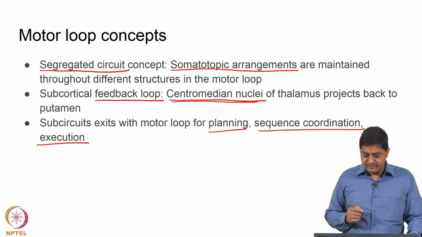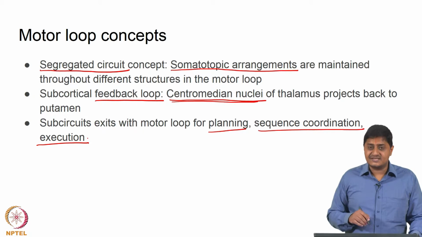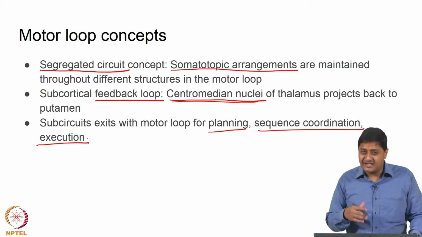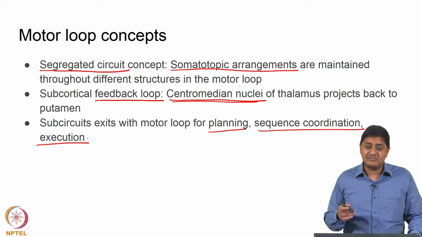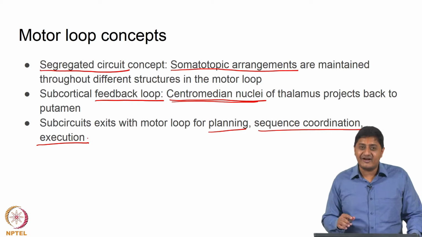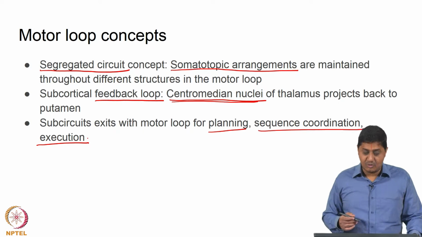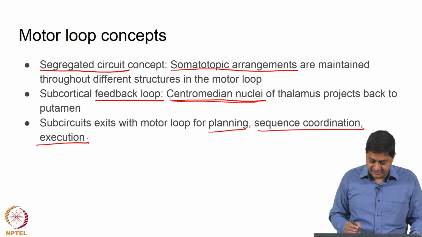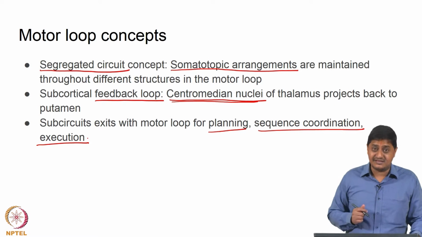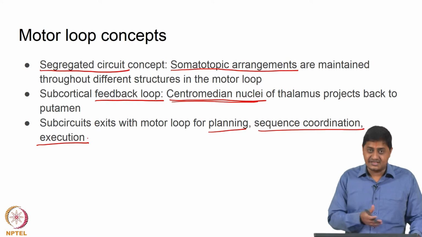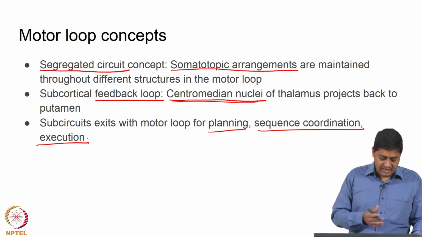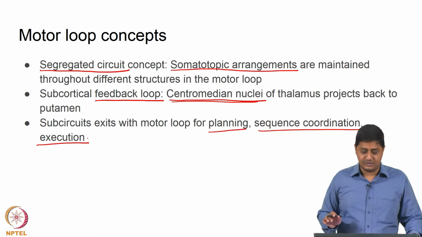These functions are different. It turns out that basal ganglia has different loops for different aspects of this movement-related behavior. So, for planning there is a different loop, for sequence-related function or sequencing of actions there is a different loop, and for execution of action there is a different loop.